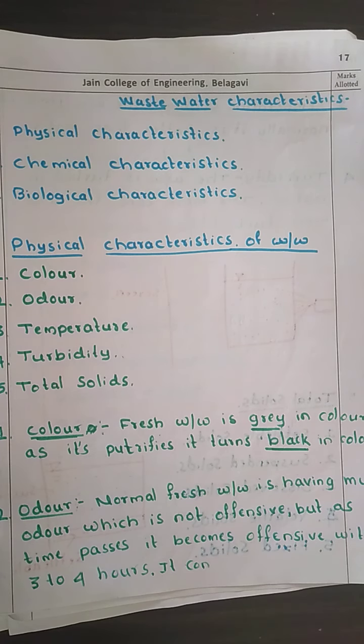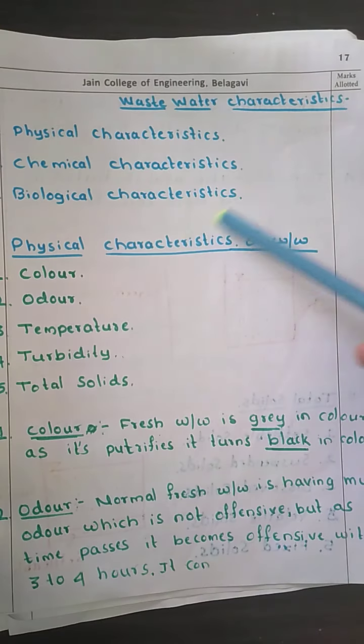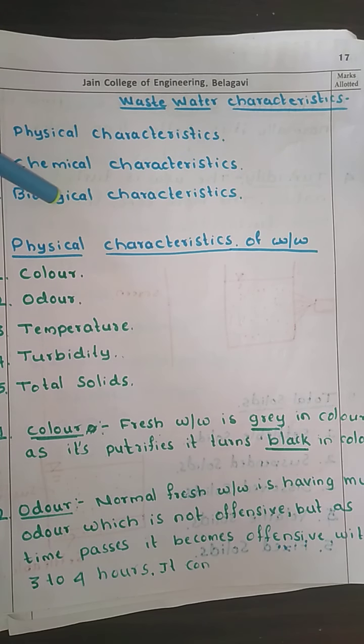In the previous semester we concentrated on water characteristics. Similar to the water characteristics, in wastewater also we are going to have three basic characteristics, that is nothing but the physical, chemical and biological characteristics. In wastewater also we are going to have three characteristics, that is physical, chemical and biological characteristics.